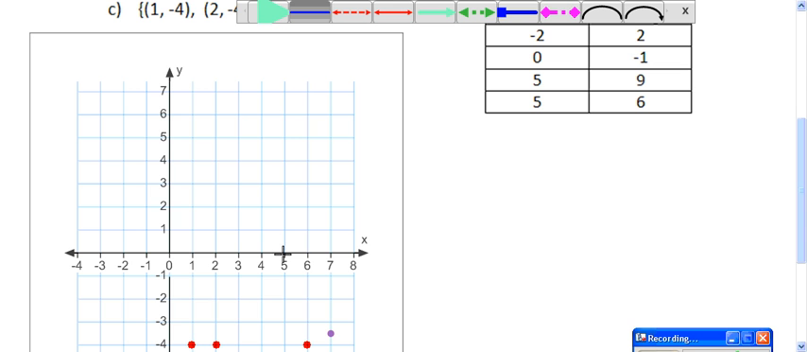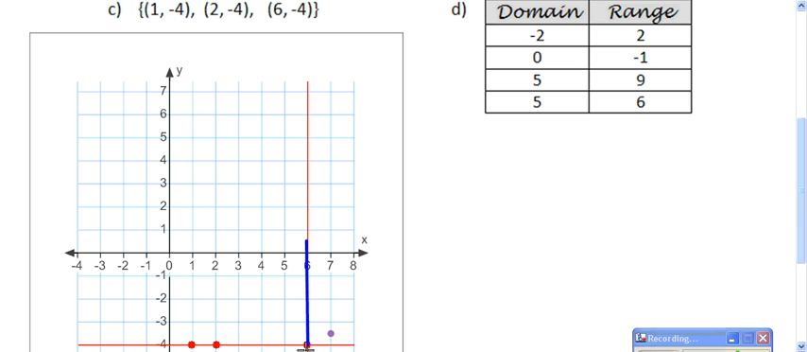Again, on a graph, if I were to draw using the vertical line test, it would cross in one spot there. It would cross in one spot here. So any spot I would draw a vertical line, your vertical line test would still only intersect one of the points. Therefore, C is a function.